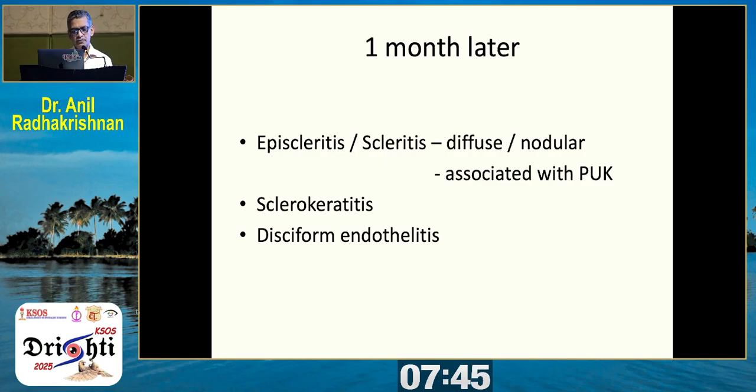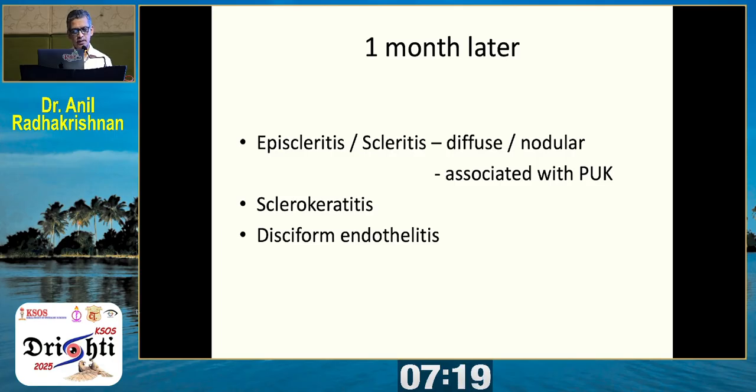Some of these manifestations can come in a later stage: episcleritis or scleritis, which is usually diffuse scleritis or a nodular scleritis. Sometimes it can be associated with peripheral ulcerative keratitis also. This is not because of the viral multiplication, this is actually because there are viral antigens and there is a granulomatous inflammation accompanying that. So you have to treat it with steroids.